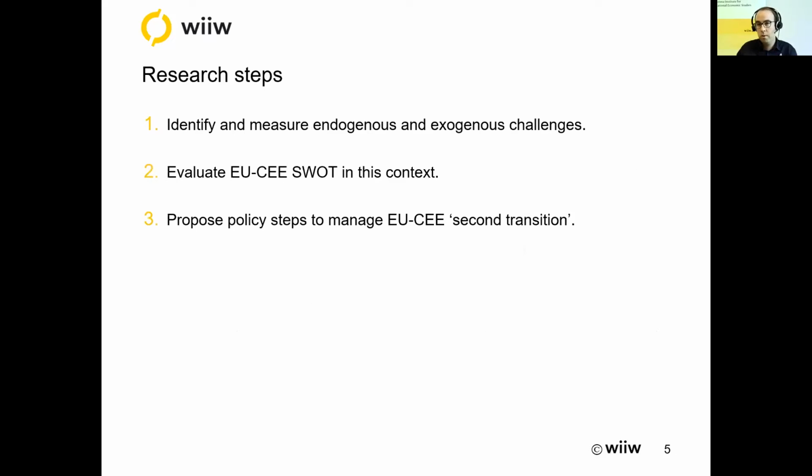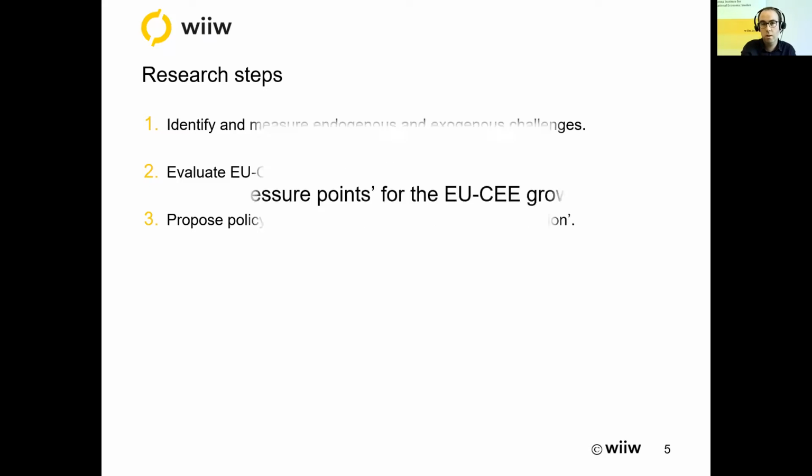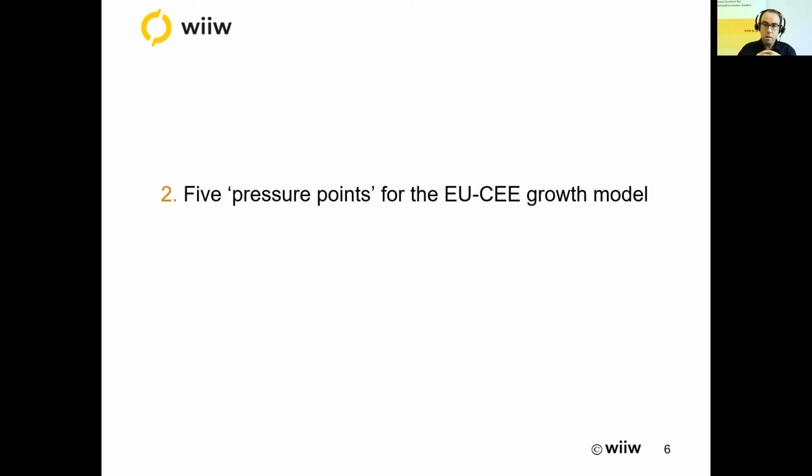And then what we did is 3 steps. We looked at the endogenous and the exogenous challenges, identified them, measured them as much as we could. We then evaluated all of this in the SWOT analysis, as I already said, and then we proposed the policy steps to manage this second transition in Central and Eastern Europe. Now, putting all these things together, these shocks, these endogenous, exogenous challenges and megatrends, for this presentation, I framed it in a sense of 5 pressure points for the region.